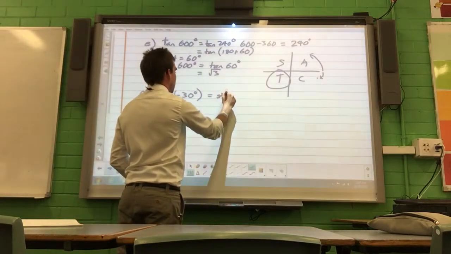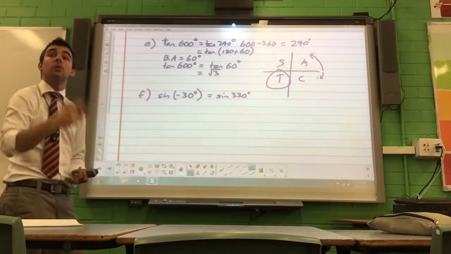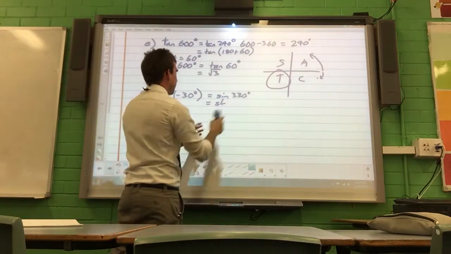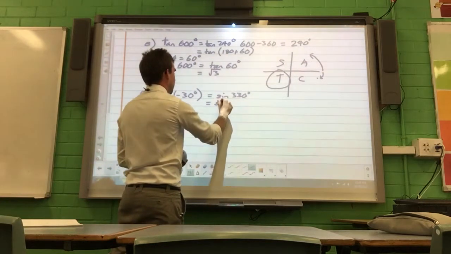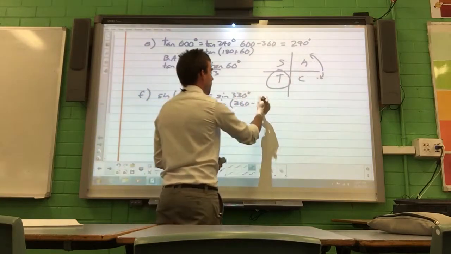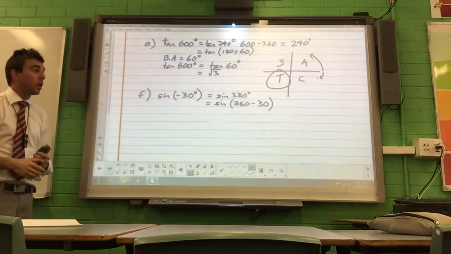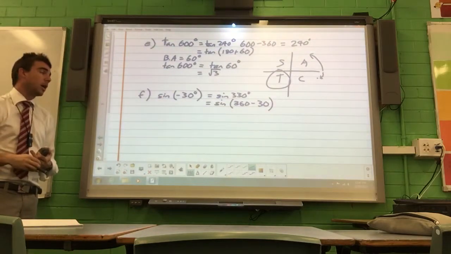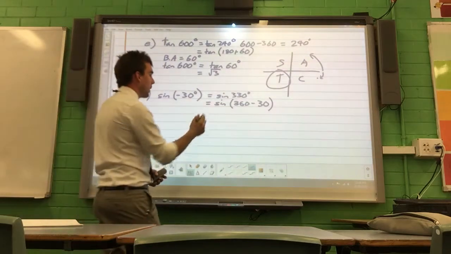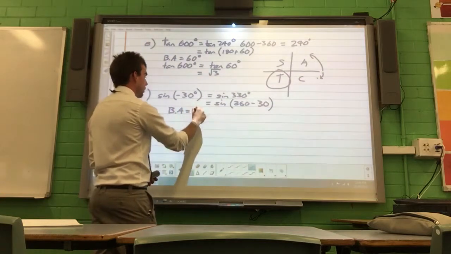Sine 330 degrees. It is an angle in the fourth quadrant, which is sine of 360 take away that basic angle. So yes, you will get negative half as your answer. I'm not so convinced that it will always work. So the basic angle is equal to 30 degrees.